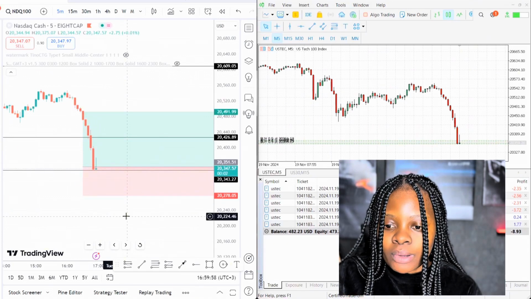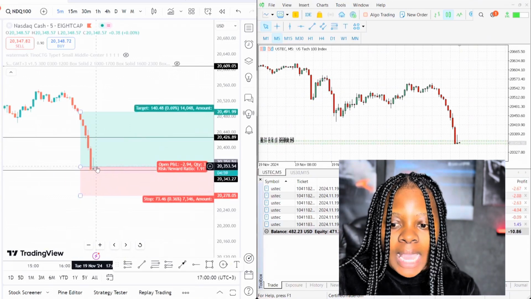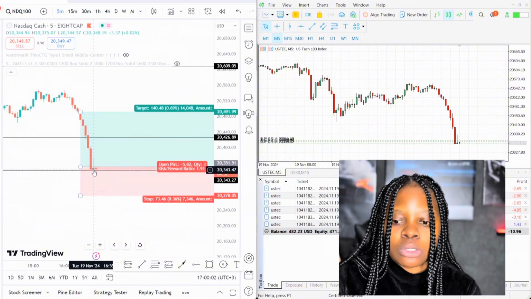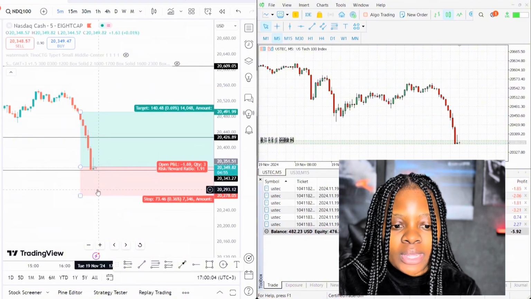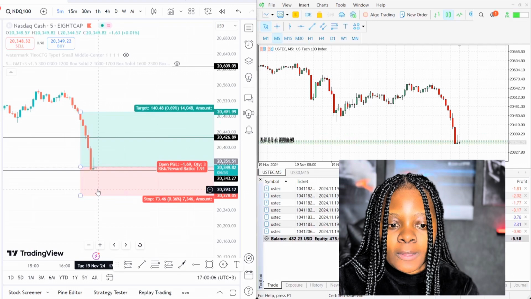Yeah, it's closed as a pin bar. You can see that is a pin bar. That is good. I mean, a pin bar is good. Look, the sellers just lost momentum. The buyers are stepping in. I'm going to add a few more positions here.